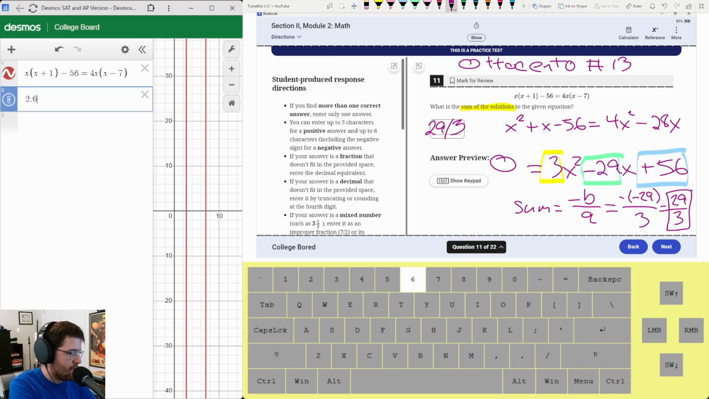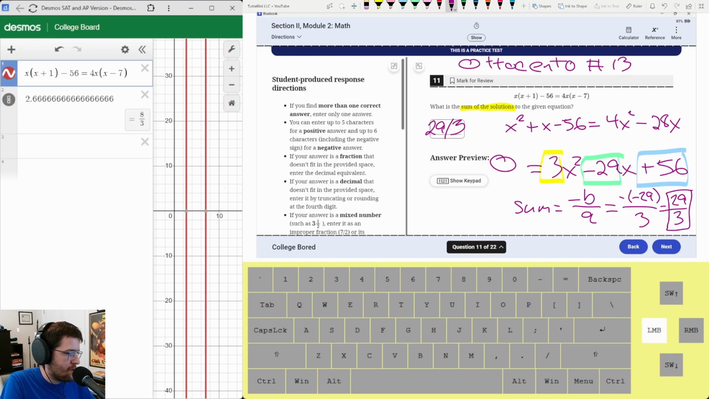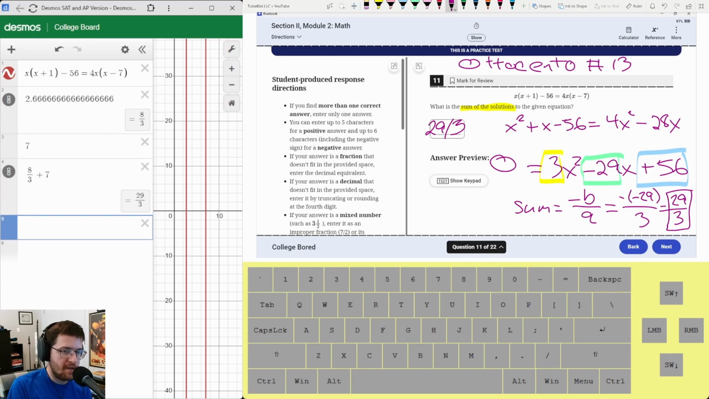And I don't know, let's just see what that is first. If I type in a bunch of 6s, I get 8/3. And then this one is 7. So for the sum, we're going to do 8/3 plus 7, which is 29/3. We get the same thing.